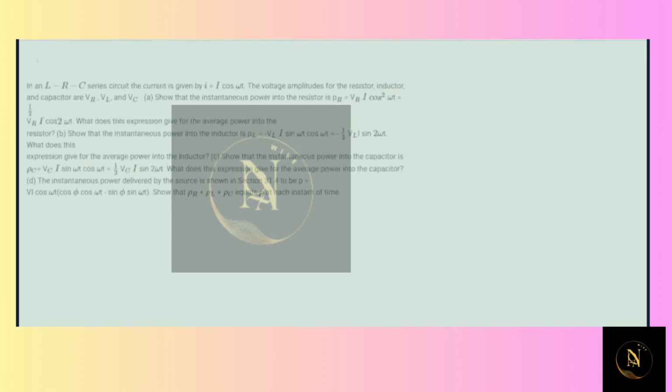So for this problem, we have the LRC circuit, and the current is given by the small i, and the voltage amplitudes for the resistor, inductor, and capacitor are given as VR, VL, and VC. So for part A, I want to show that the instantaneous power into the resistor is PR.